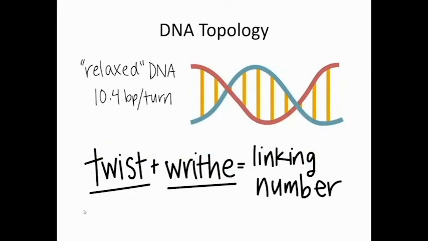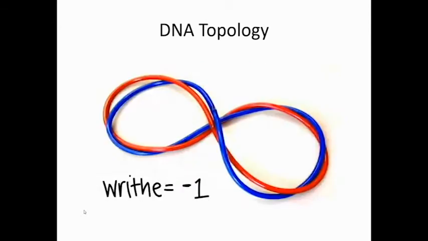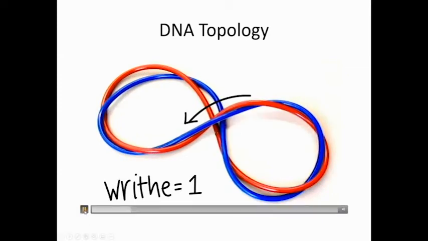The writhe is described as how many times the double helix crosses over itself, and is positive or negative depending on the orientation. For example, the circular DNA has a writhe of -1 because it follows the right-hand rule and the upper strand travels left to right, and this DNA has a writhe of 1.